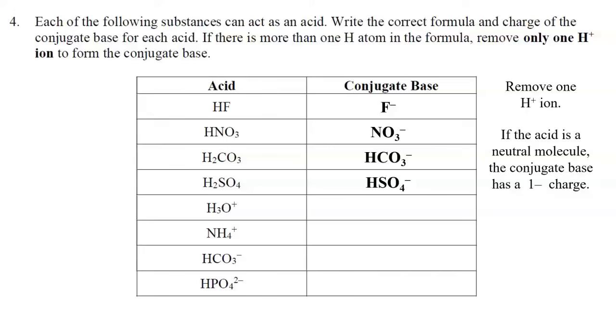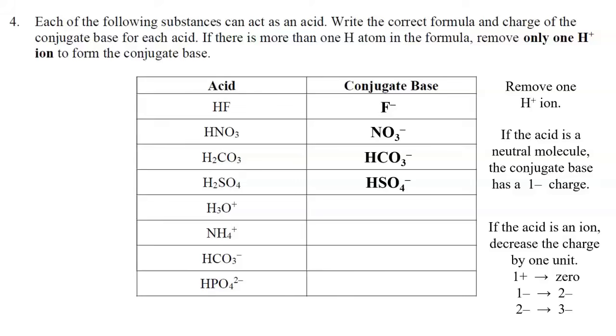In our next example, we do not have a neutral molecule. So if the acid happens to be an ion, then we're just going to decrease the charge by 1 unit when we form the conjugate base. So H3O+, we take off an H+, and we end up with H2O. So it has no charge, it's neutral. NH4+, we remove H+, and now we have a neutral molecule, NH3.